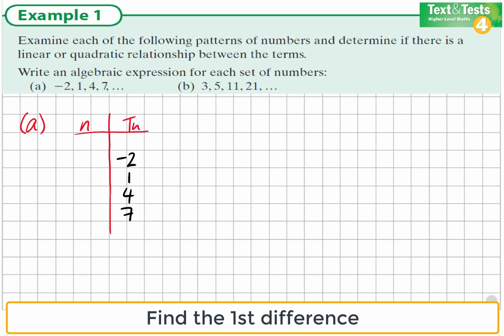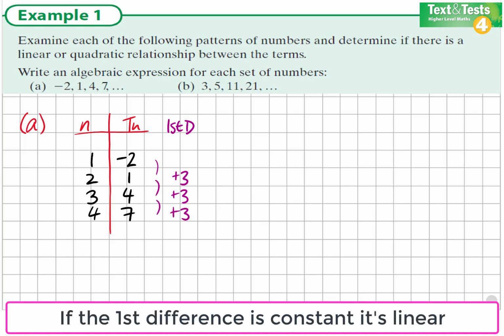The terms given are -2, 1, 4, and 7. So the first term is -2 and the second term is 1. So I'm writing out what they are. Let's look at the first difference. The difference going from -2 to 1 is adding 3, and we add 3 to the next term and add 3 to the next term. So to get to each next term, you would add 3 each time. So the first difference is +3. If the first difference is constant, we know that the relationship is a linear relationship.